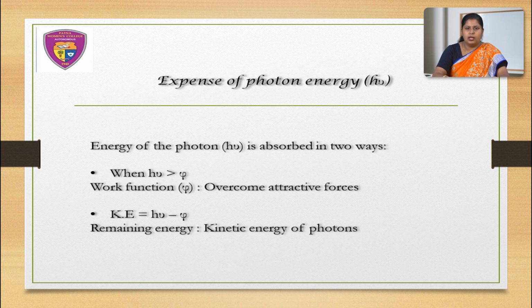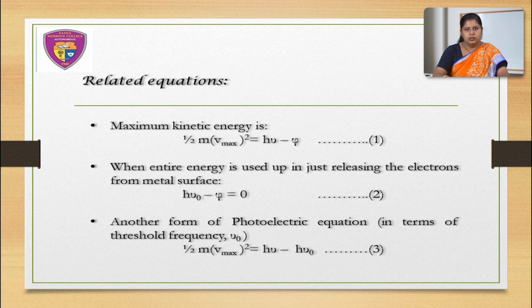If electrons come from the surface, it does not suffer any collision with another electron. In this situation, it will be emitted from the surface into vacuum with this energy as the maximum kinetic energy, that is represented by equation 1. It is half m v maximum square is equal to h nu minus phi. This is our photoelectric equation.